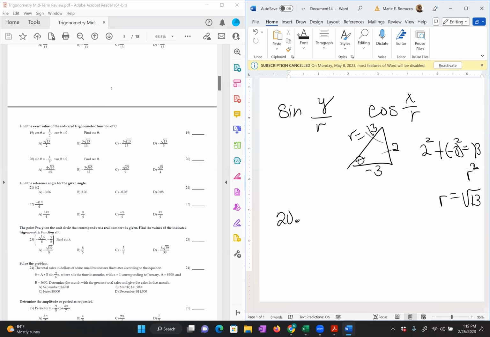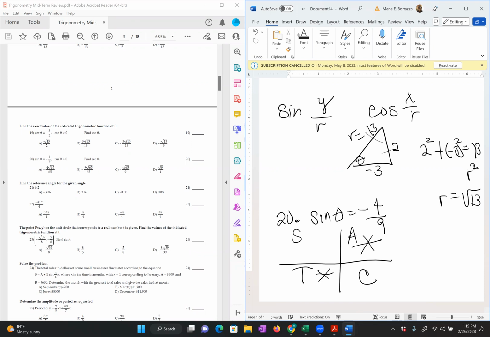And for number 20, they're telling you that sine theta is equal to -4/9. Once again, they are pointing out that tan theta is greater than 0, so it's positive. So where tan is positive, it's either going to be the first quadrant or the third quadrant, right? And they're giving me a -4 and a 9. If I do the math here, this is 81 minus 16.